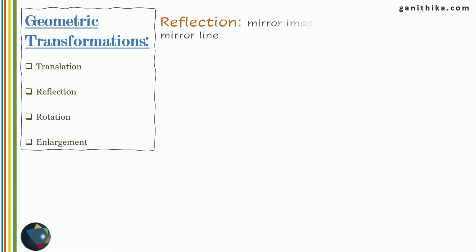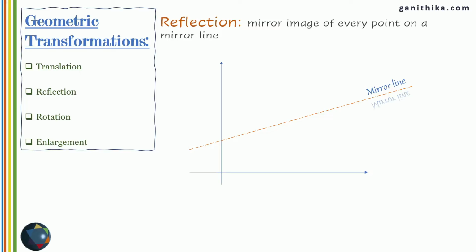Now we are going to reflection. Reflection is a mirror image of every point on a mirror line. So you need a mirror line for reflection. The object is reflected on this mirror line. For example, if you have an object here, how do you reflect it on the mirror line? You need to draw the perpendicular to the mirror line and then measure the same distance on either side of the mirror line, and then you can make the image at the same distance from the mirror line as the object. You will do this for every point and then mark the final points and join them all to make the image of the object.